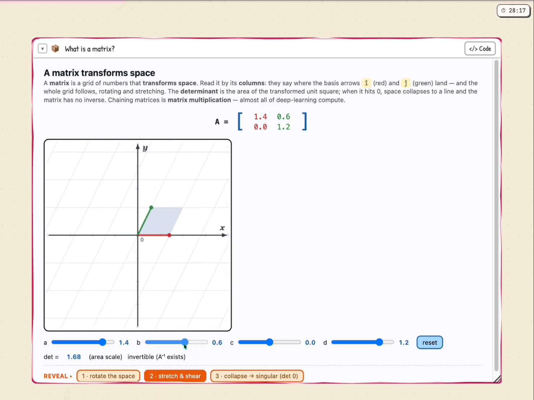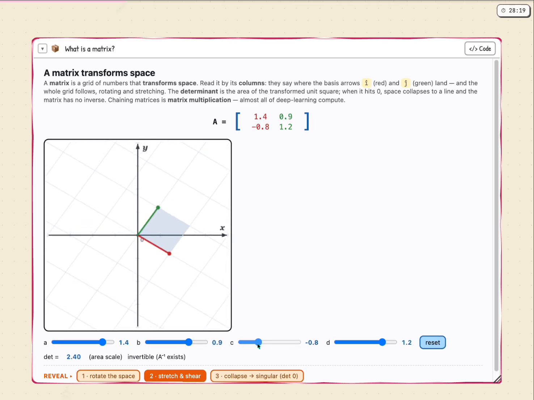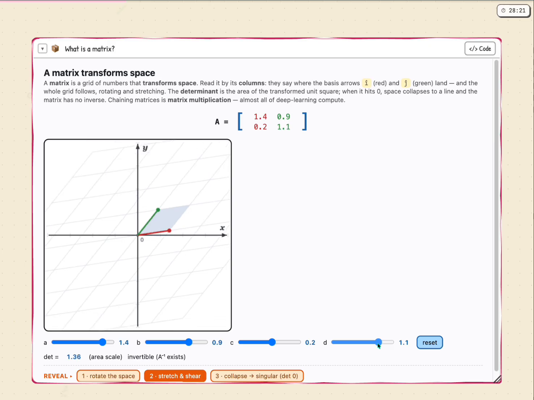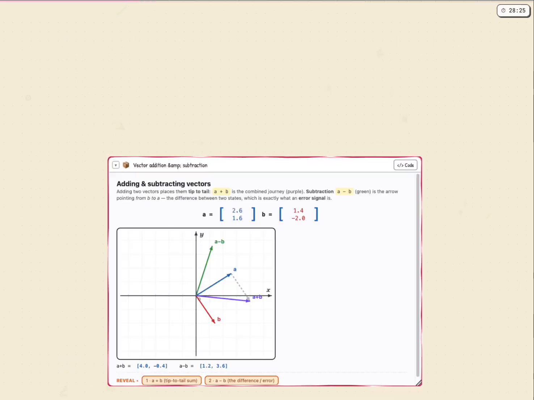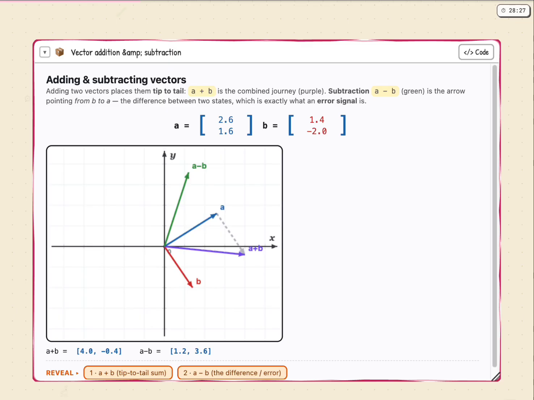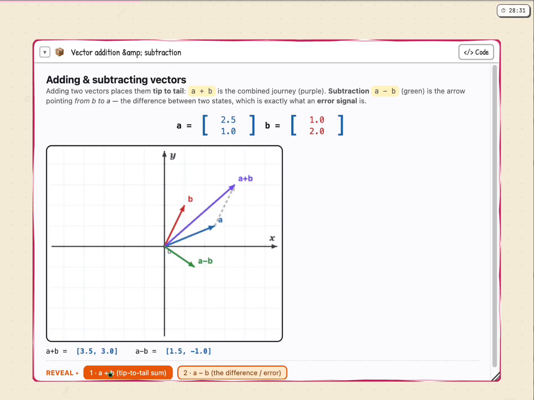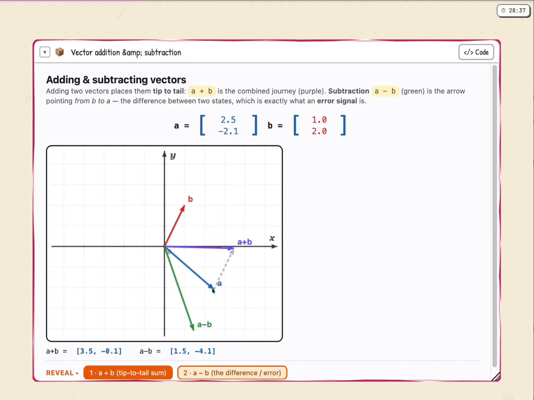Two of the simplest things we do with vectors are add them and subtract them, and both have a clean visual meaning. To add two vectors, you place them tip to tail, walk along the first arrow, then continue along the second. Where you end up is the sum, the purple arrow. It's the combined journey of the two. As I move either arrow, the purple sum follows.